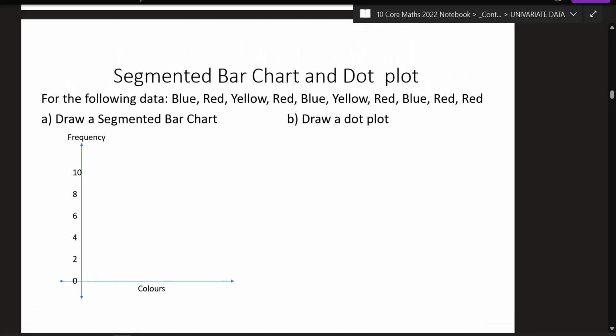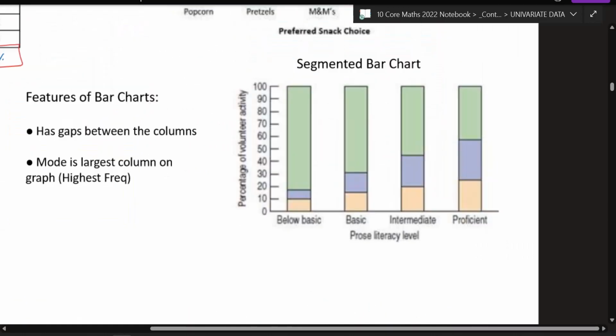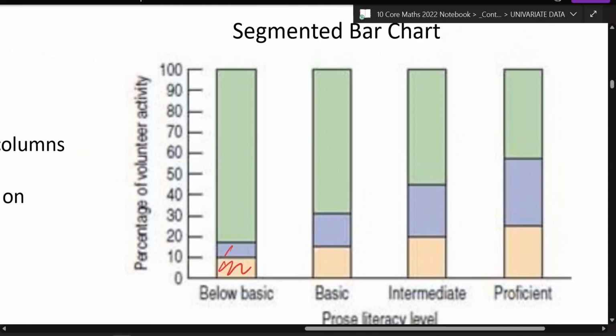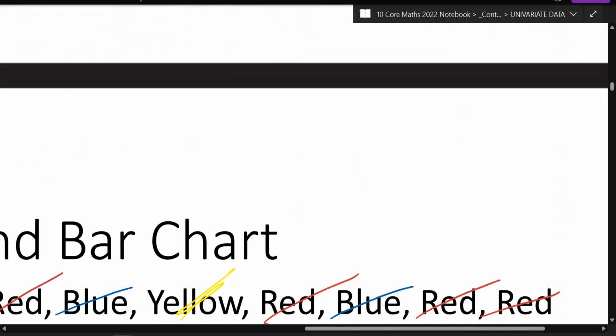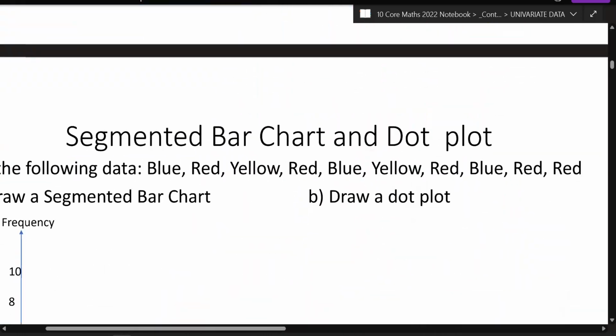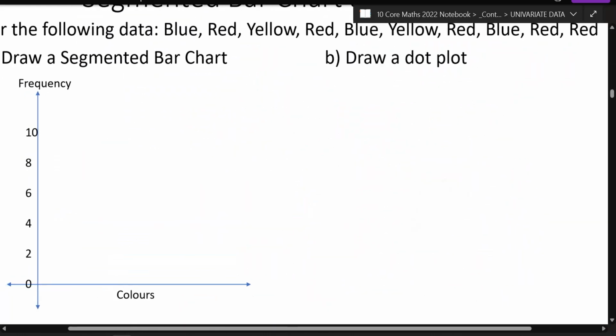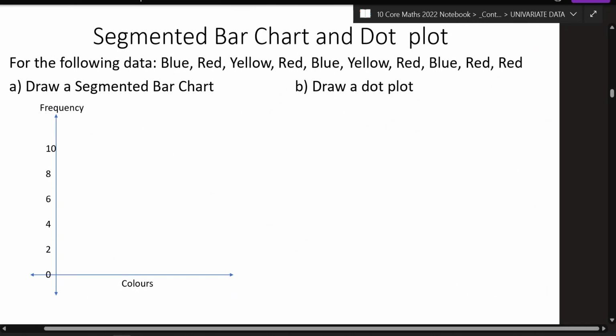So this is 2 parts, a segmented bar chart. Remember, it looks like this. Each of these segments is a different thing. So let's start with the colors here. I can see there's colors, blue, red, and yellow again. Now we need to draw the segmented bar chart for it.